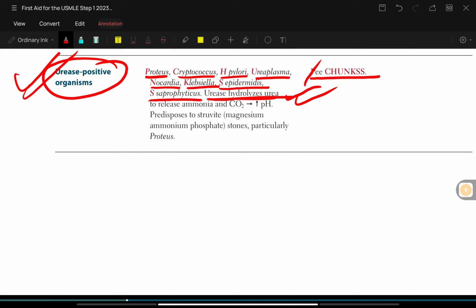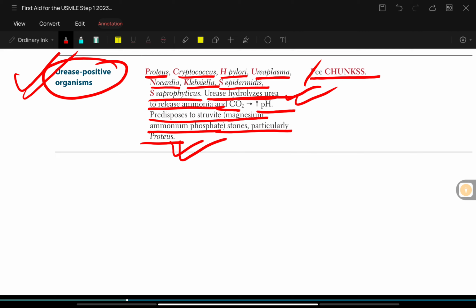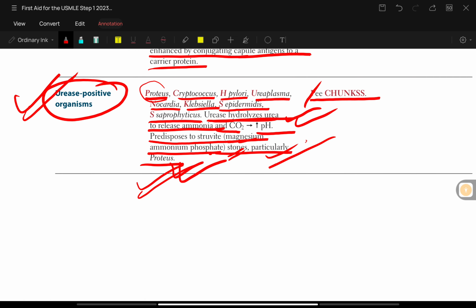Urease hydrolyzes urea to release ammonia and CO2. Increased pH predisposes to struvite, magnesium ammonium phosphate stones, particularly with Proteus. So magnesium ammonium phosphate stones are seen particularly in Proteus.